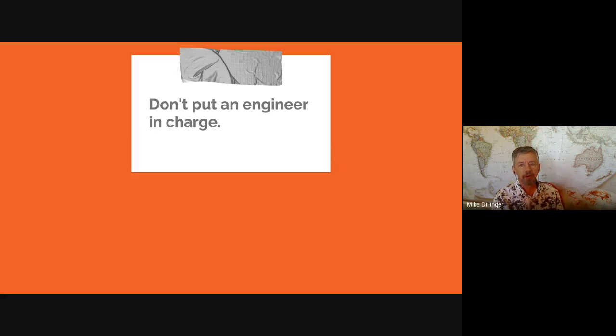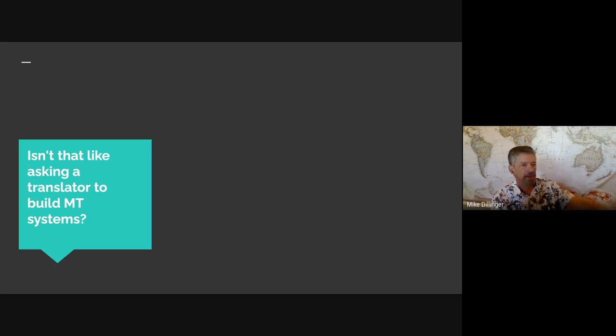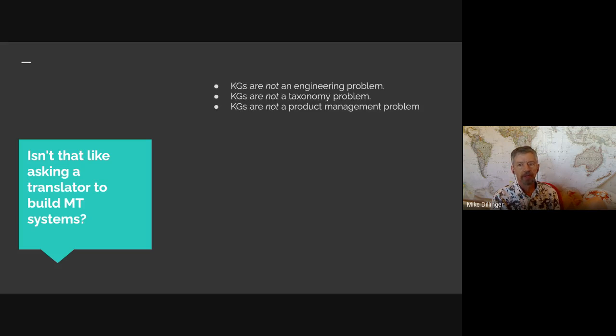Okay, here's one. I don't want to insult anyone, but this is a lesson learned, and I'll tell you why in a second. Putting an engineer in charge of doing knowledge graphs and taxonomy and ontology work is like asking a translator to build an MT system. They have some of the knowledge that's necessary, but there's a big chunk of knowledge that's very important that engineering training doesn't provide. So I would say knowledge graphs are not an engineering problem or a taxonomy problem or a product management problem. They're a problem for everyone. So we have to have very, very close collaboration between people with all three kinds of talent.